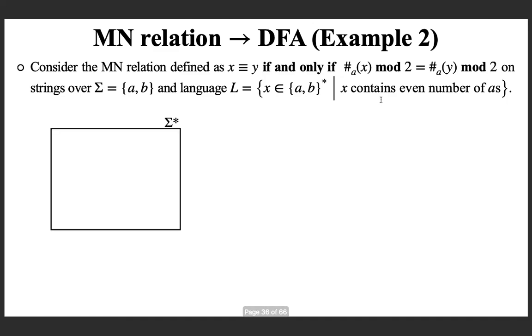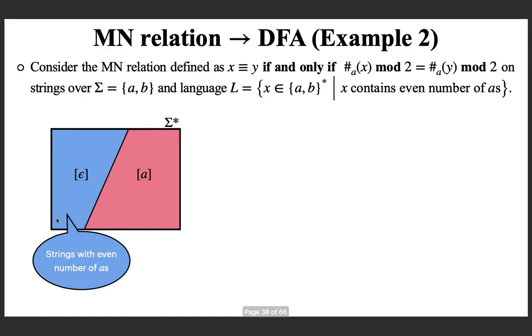Now we have to see which are those equivalence classes for this Myhill-Nerode relation. You can easily see that it is only two. The first one is representing all strings with an even number of A's, and the other one is the set of all strings with an odd number of A's. So only two equivalence classes.